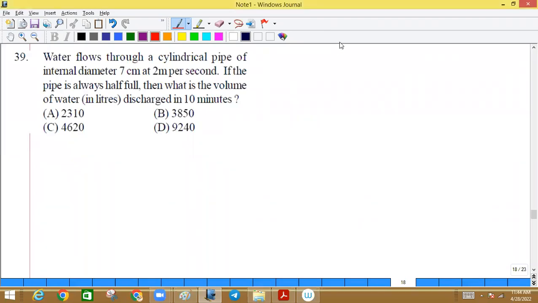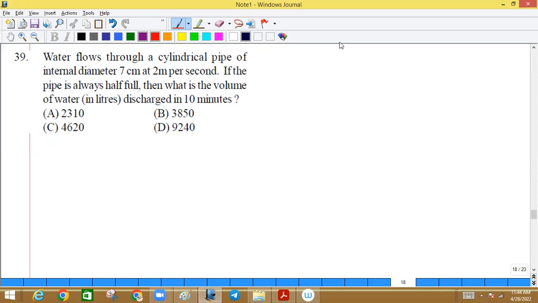Water flows through a cylindrical pipe of internal diameter 7 centimeter at 2 meter per second. If the pipe is always half full, then what is the volume of water discharged in 10 minutes? Whenever you want to find out the water that flows in a certain time, if water flows in any pipe or, let's say, in a river, you want to find out how much volume of the water is discharged in a certain number of minutes.